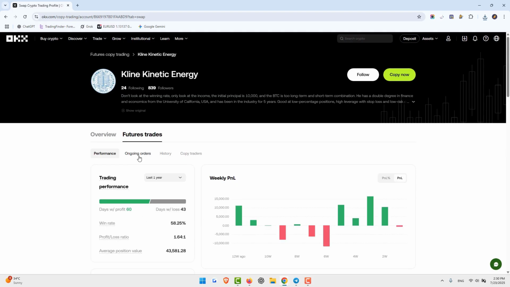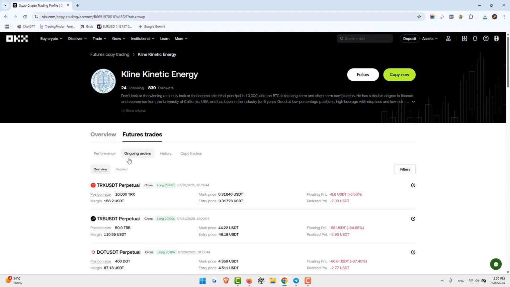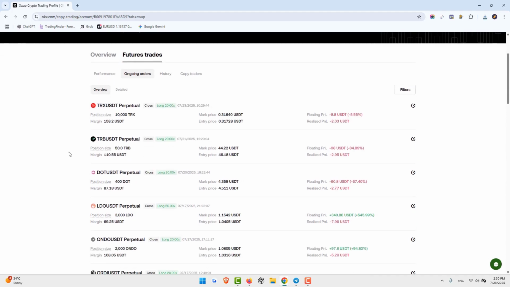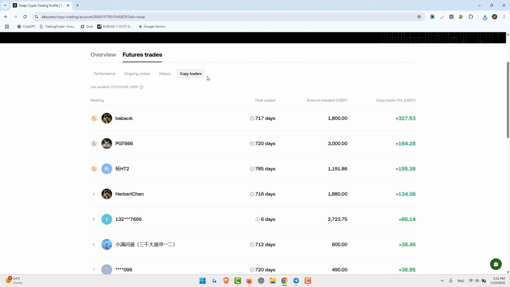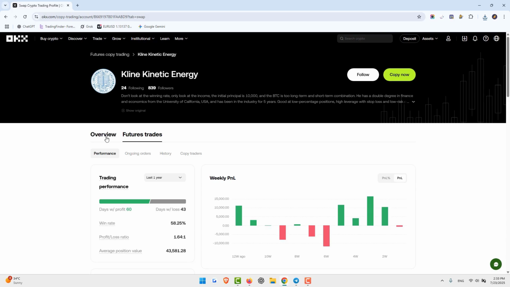Alright, next you can go to the ongoing orders section. Here, you can see the open trades of this trader, which are displayed to you with full details. Similarly, in the history section, you can view the complete record of this person's past trades with full details. And finally, in the Copy Trader tab, you can once again see the people copying this trader. You can check how many days they've been copying, the amount they've invested, and their profits.